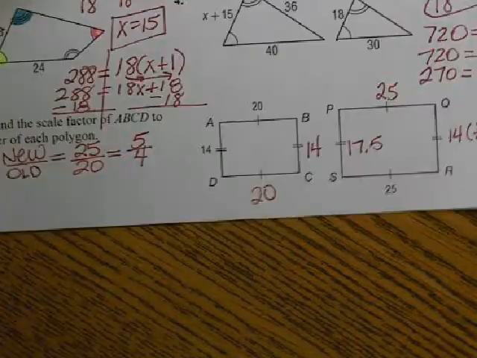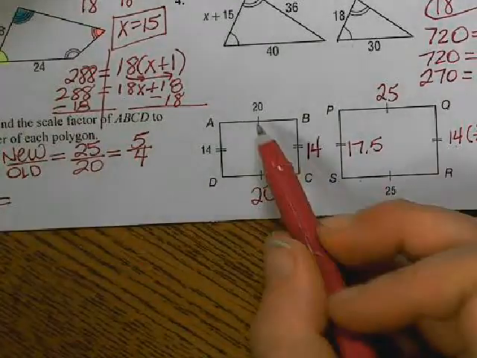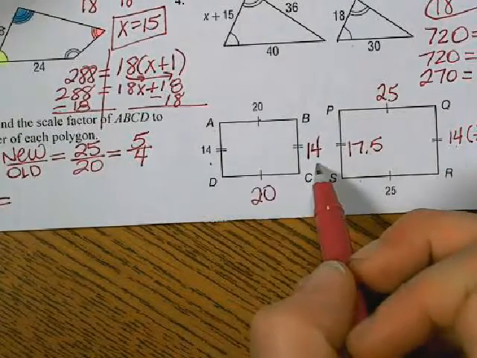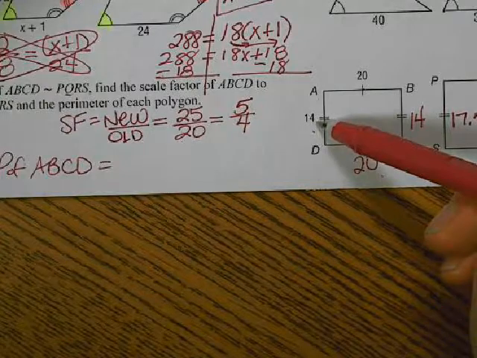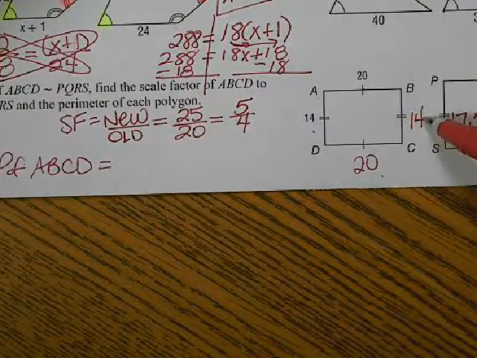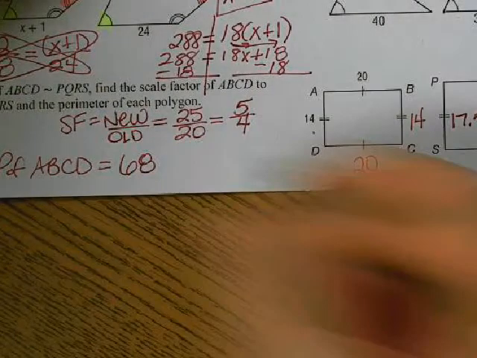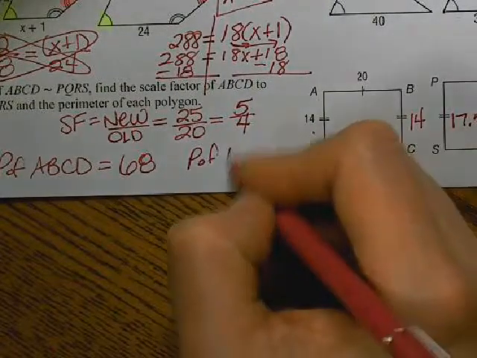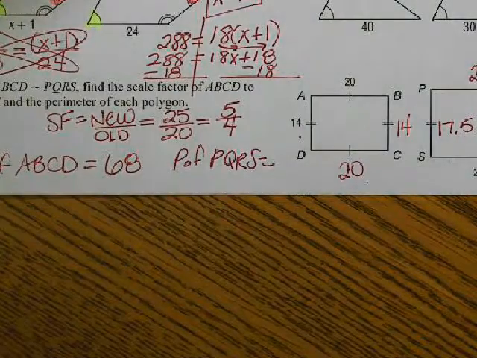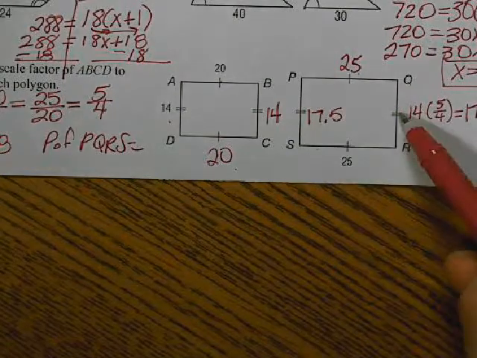Okay? So now it wants the perimeter. So the perimeter of ABCD is 20 plus 20 plus 14 plus 14. So 20 plus 20 is 40, and then plus 14 is going to be 54, plus 14 is 68. And the perimeter of PQRS is going to be 25 plus 25 plus 17.5 plus 17.5.